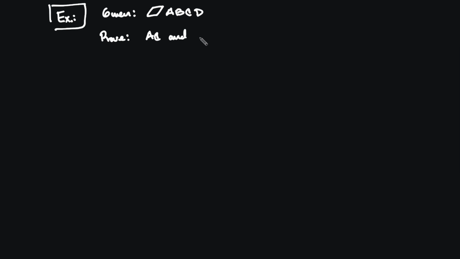Okay, let's do a final example. This is more like another proof, but it's basically the same. We have the given, and the given is that ABCD is a parallelogram. So we have parallelogram ABCD, right? And I'm asking you to prove that AC and BD bisect each other, okay? I'm asking you to do this.